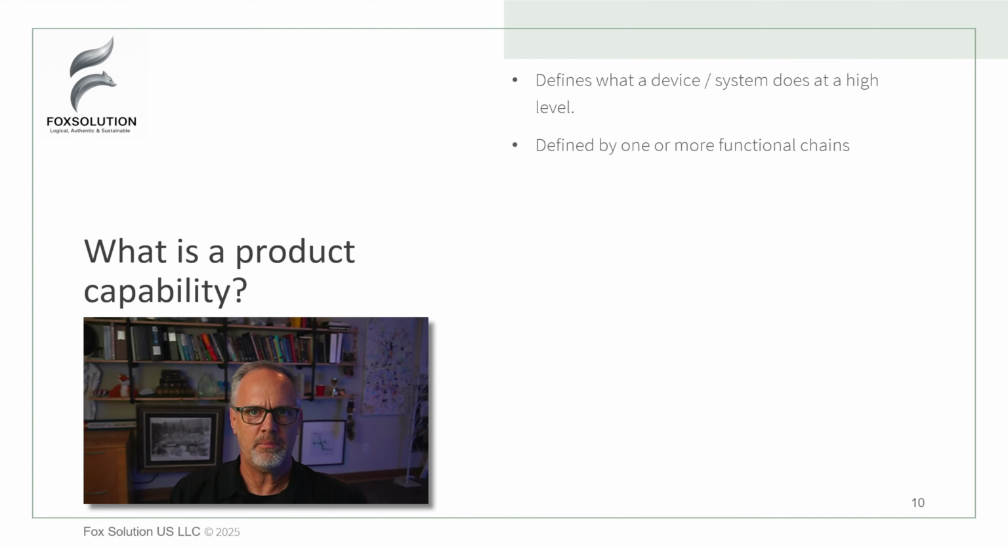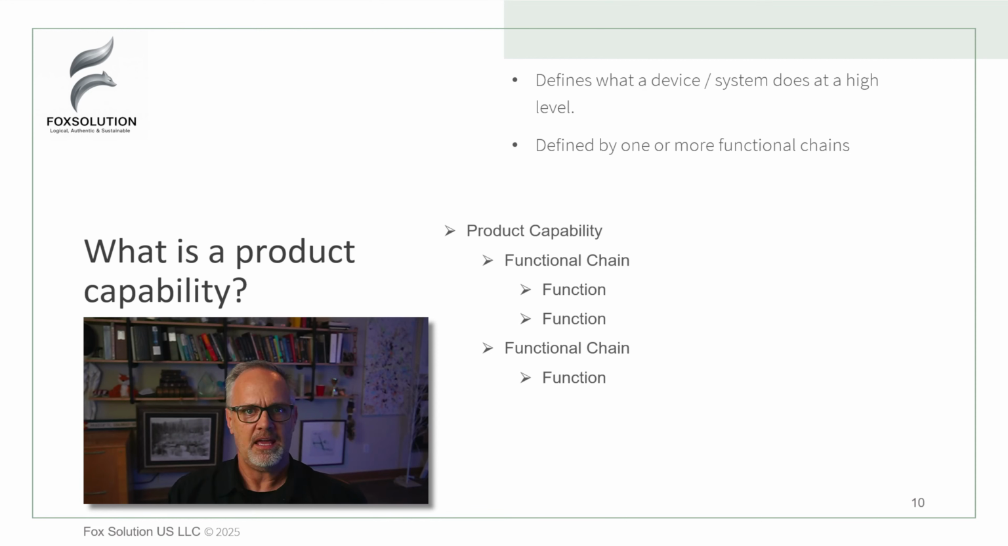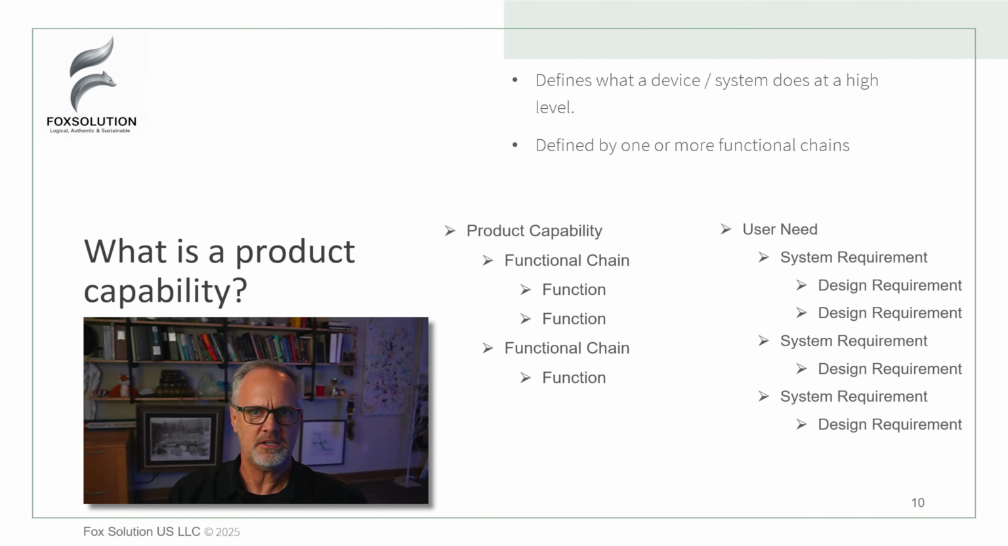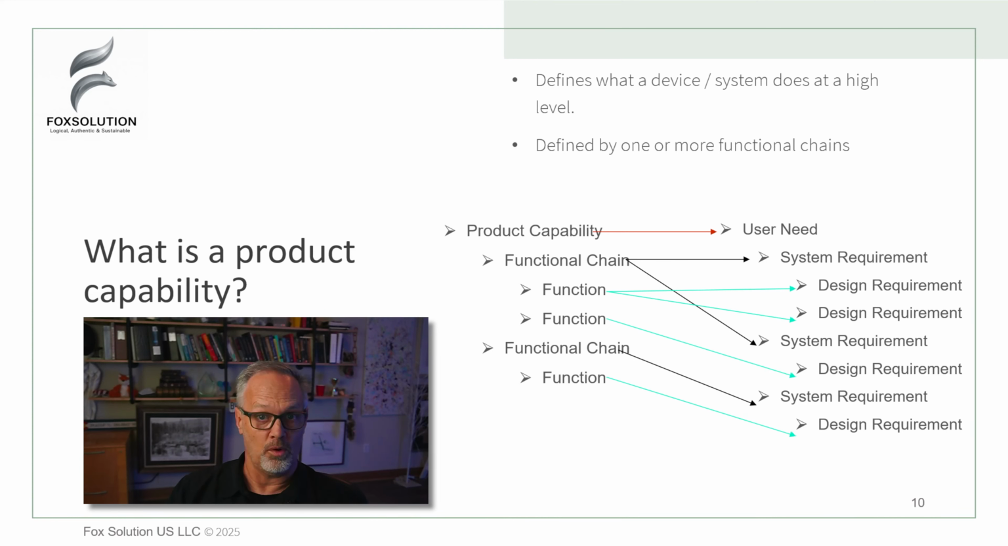So what is a product capability? Capability is what the device does at a high level, defined by one or more functional chains. So it's very common you're going to have multiple functional chains that are delivering that particular capability, and that capability's traceability is really to the user needs. And what I'm trying to do here is help you to understand the data construction and systems modeling and how it relates to the requirements in the requirements management solution. So the functional chains are going to be realized by one or more system requirements and the individual functions by one or more design requirements. So this is really what we're trying to do from a traceability standpoint between the two systems.